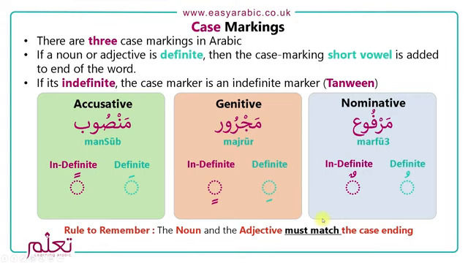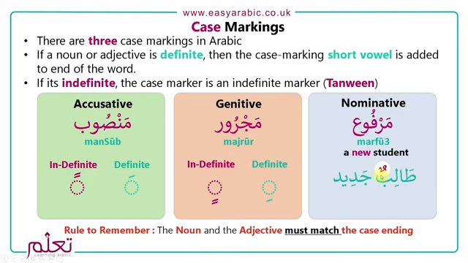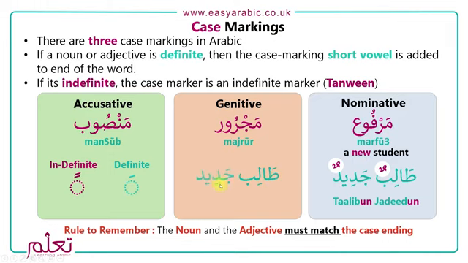So if we look at an example, we'll say a new student. Here we'll say طالب جديد, so a new student. Because this is a new student, we're saying it's indefinite, so that means we need to add a tanween. So it'll be طالب and then جديد, طالب جديد. And for the majroor, if we do the same example, it'll be طالب جديد.